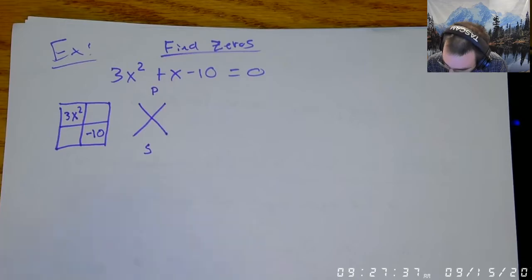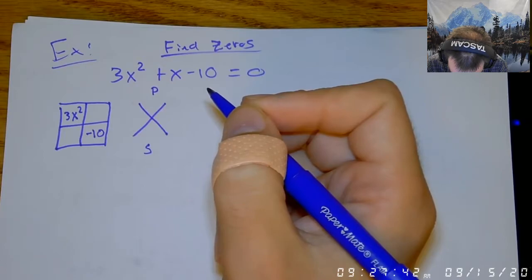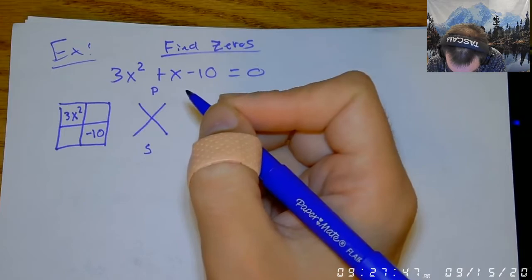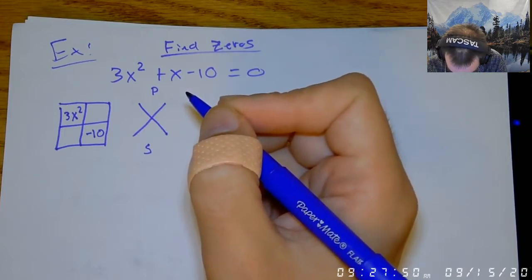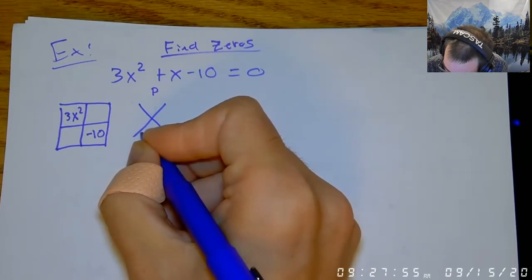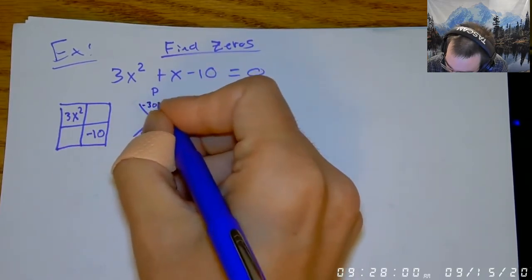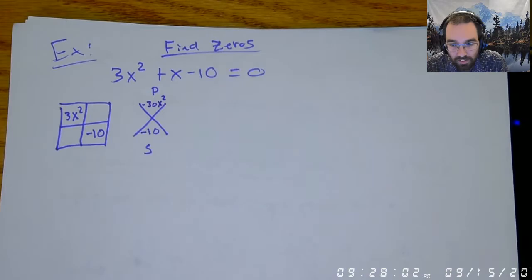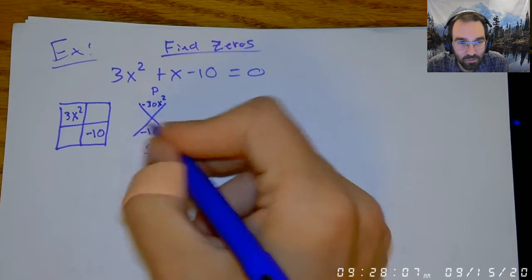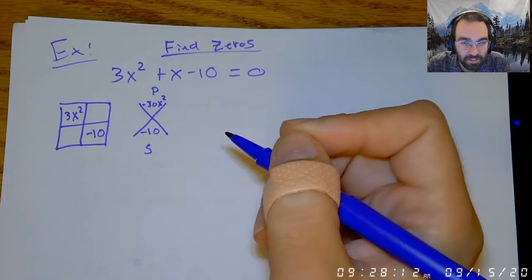And your product is going to be, I'm sorry, I'm not thinking clearly right now, and I need to take a step. So the product and the sum: the sum is negative 10, and the product is negative 30. I'm pretty sure I'm doing that right. It's been a while. I didn't really prep for this. So I'm looking for two numbers that add to negative 10 and multiply to negative 30. What do we got, guys?